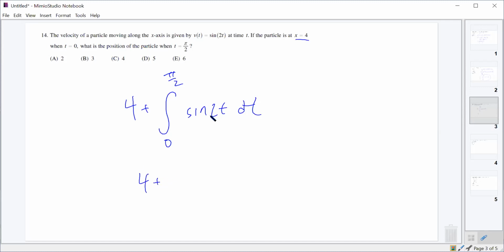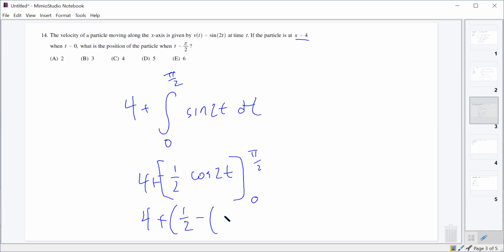So we should have 4 plus, and then the integral of sine 2t is negative 1/2 cosine 2t. And we'll evaluate that from 0 to pi over 2. And so we have 4 plus, and then negative 1/2 of the cosine of pi. Cosine of pi is negative 1, so negative 1/2 times negative 1 is 1/2. And then minus, cosine of 0 is 1, so 1 minus negative 1/2. So we have 4 plus 1, which should be 5. Does that make sense to everybody there, number 14?